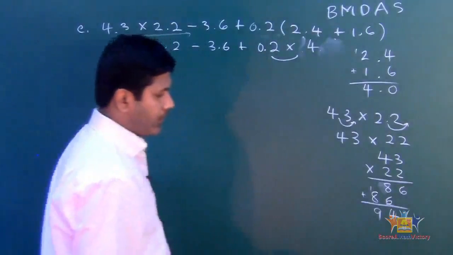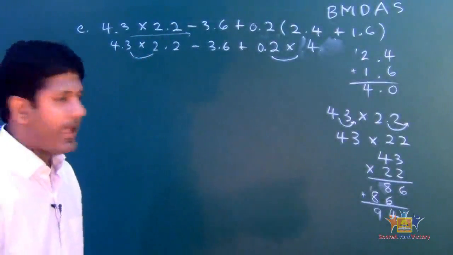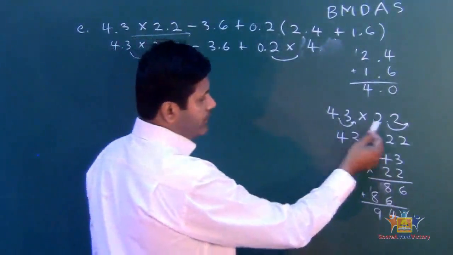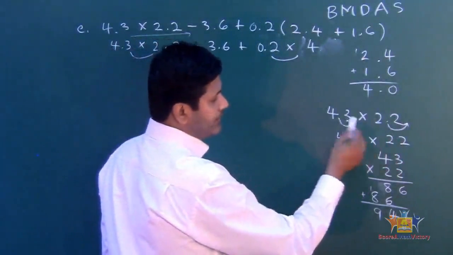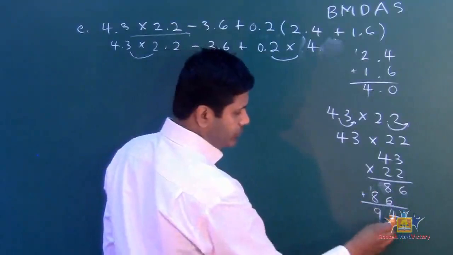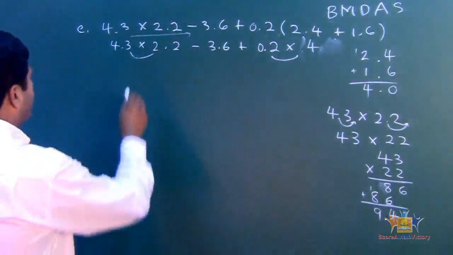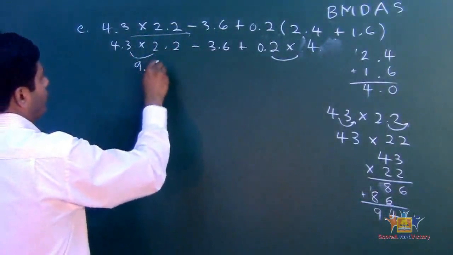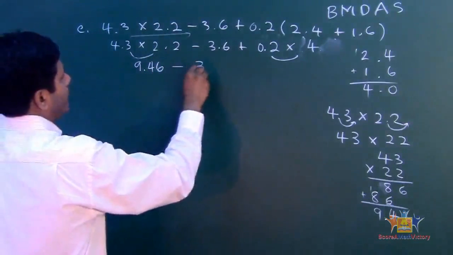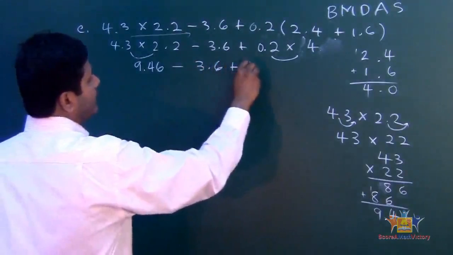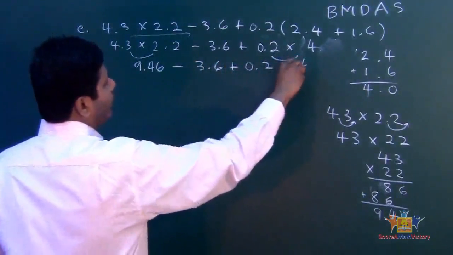Alright? Now we bring the decimal back. How many times did we move? 1, 2. Or how many digits are there behind the decimal? 1, 2. So 1, 2. Right there. It becomes 9.46. So we can put right there 9.46 minus 3.6 plus 0.2 times 4.